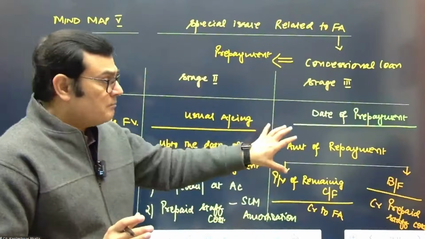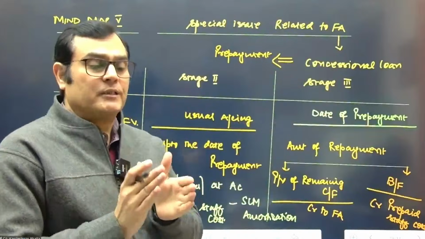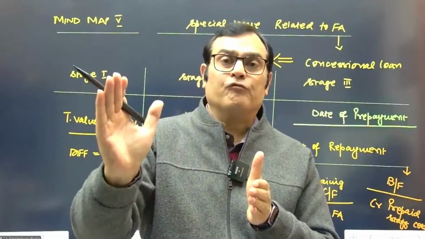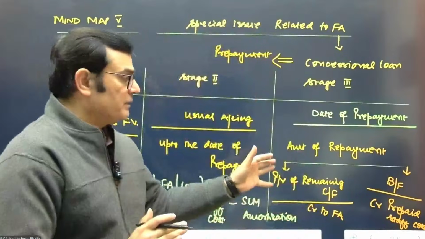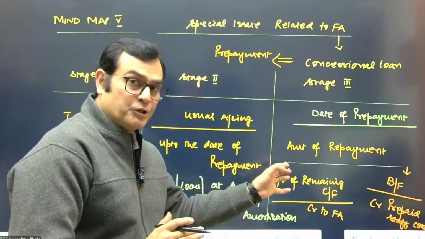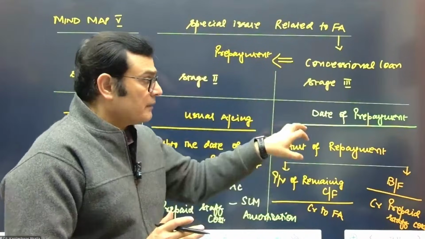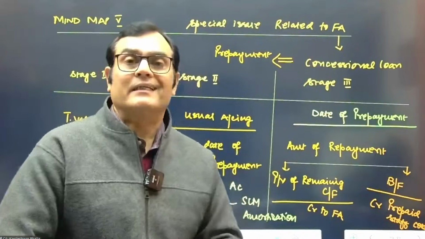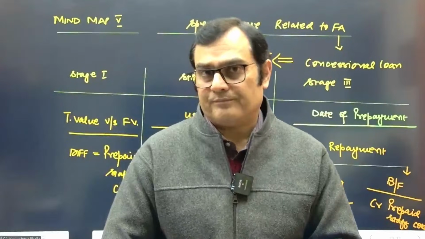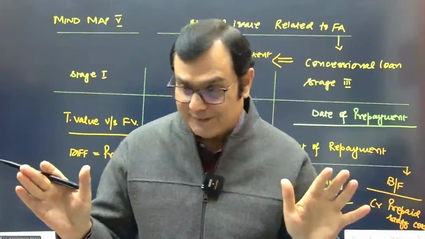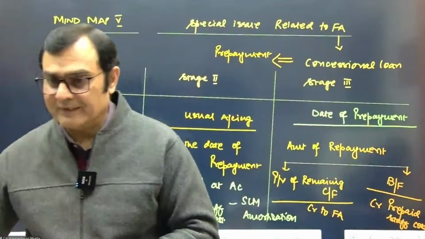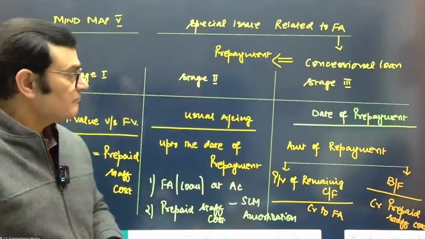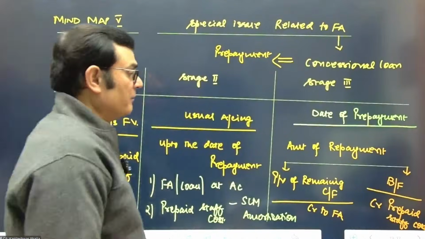Once you get the amount of repayment, you need to see what the present value of the remaining cash inflows is. This component is going to be credited to the financial asset, the loan account. The repayment minus this, the balancing figure, is going to be credited to the prepaid staff cost. I hope the dots connected, right? Yes, sir. Great. Thank you. You're welcome. So that was mind map number 5.